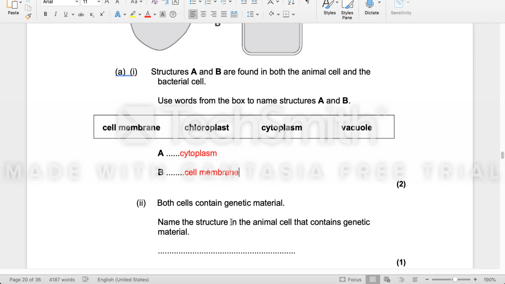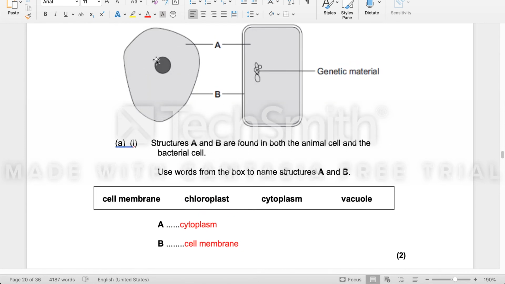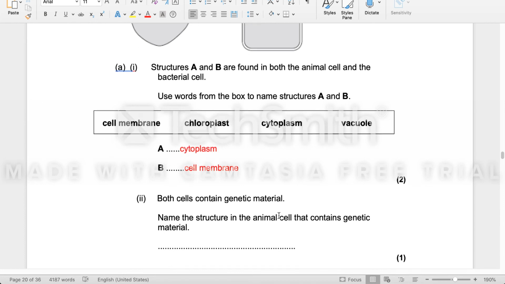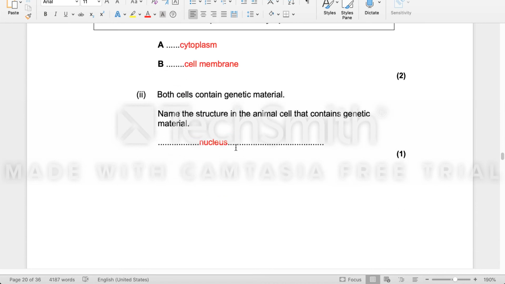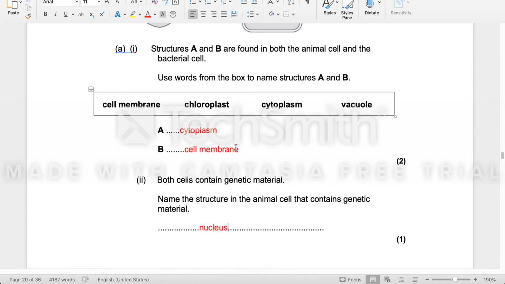Name the structure in the animal cell that contains genetic material. So basically it's asking, what is this large dot right here? Again, it's not a word in here, unfortunately. So if you use one of these words, you are going to be wrong. The answer for this one is going to be the nucleus, right? The nucleus is where all the genetic material is contained inside of an animal cell. So that's question 2 right there.